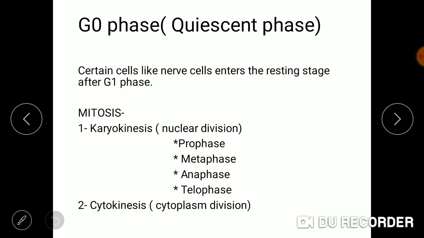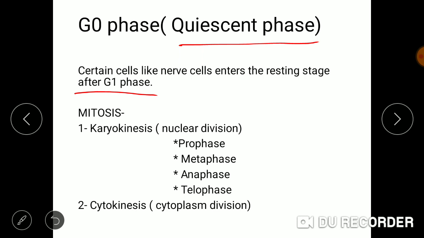Nerve cells undergo cell division during the embryonic stage, and later on they do not require any kind of cell division. So as they do not require any cell division, they do not need any further phases as well. They do not require the synthesis phase, neither G2 phase. So, how will we explain quiescent phase? Quiescent phase is a resting phase in which certain cells enter into the resting stage after the G1 phase.